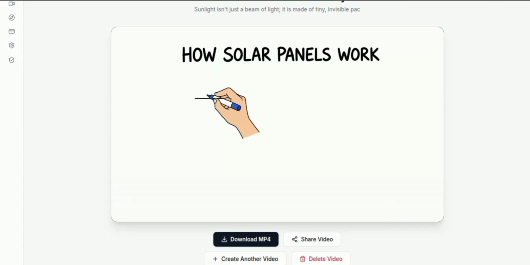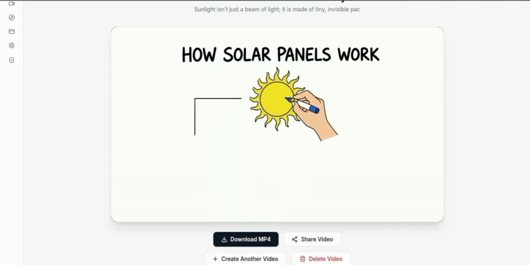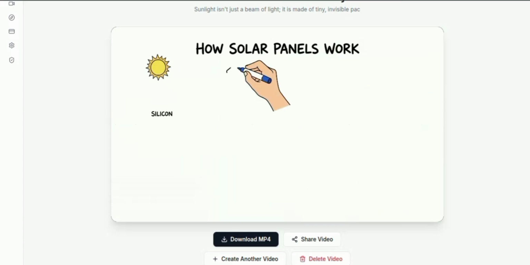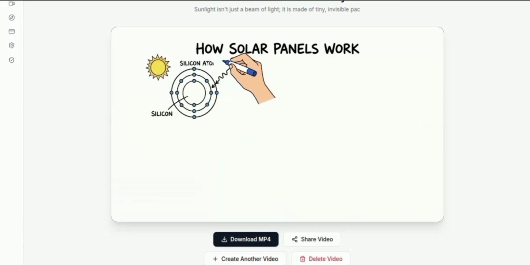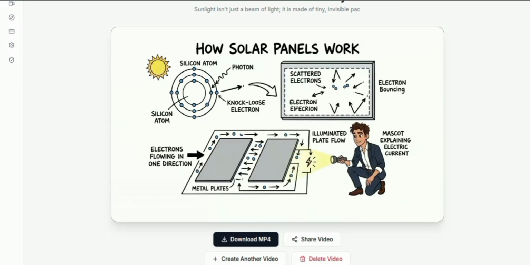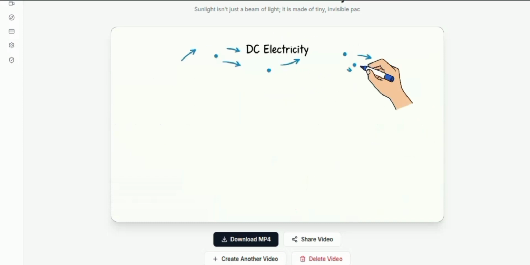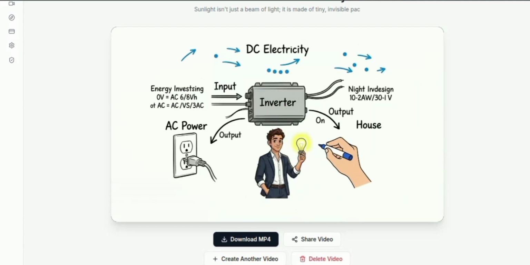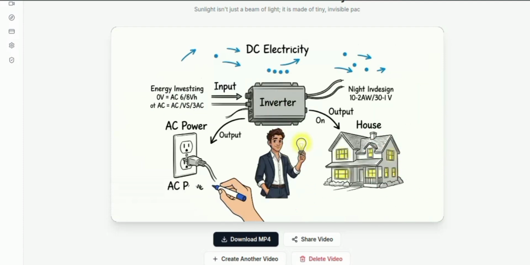Learning objective: understand how solar panels convert sunlight into usable electricity. Sunlight is made of tiny energy packets called photons. When sunlight hits a solar panel, photons collide with silicon cells inside. The impact of photons knocks electrons loose from silicon atoms. These free electrons start bouncing around inside the panel. Metal plates inside guide the electrons to flow in one direction. This flow of electrons creates direct current, or DC, electricity. An inverter then converts DC into alternating current, or AC, which powers your home.